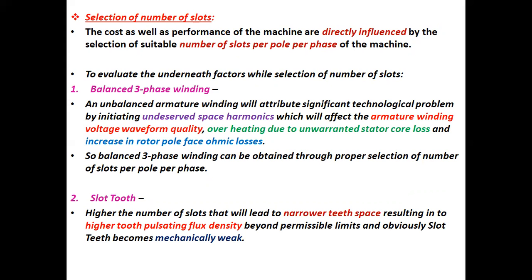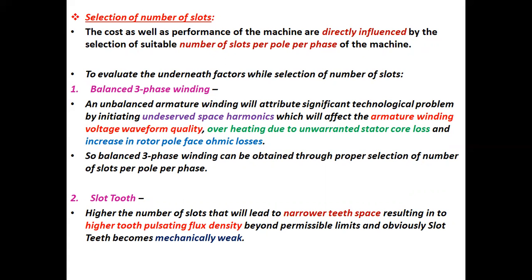An unbalanced armature winding will cause significant technological problems by initiating undesired space harmonics, which will affect the armature winding voltage waveform quality, cause overheating due to unwarranted stator core loss, and increase rotor pole phase ohmic losses. So, a balanced three-phase winding can be obtained through proper selection of number of slots per pole per phase.